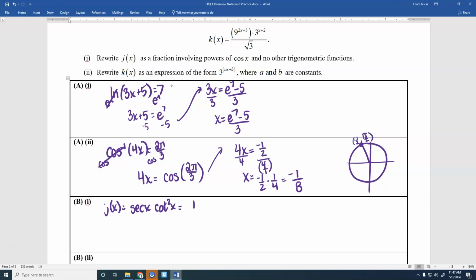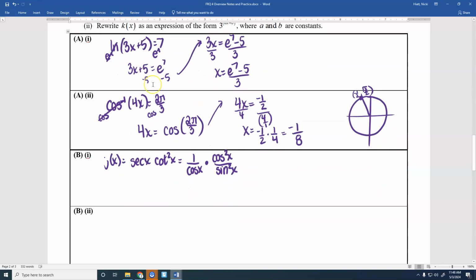That's what I would do. I do 1 over cosine x times cosine squared x over sine squared x. And this is multiplied together. I don't have any plus or minus signs. Can I cancel anything? One of the cosines can cancel. So this cosine can cancel with one of my cosines here, which is going to give me cosine x over sine squared x.